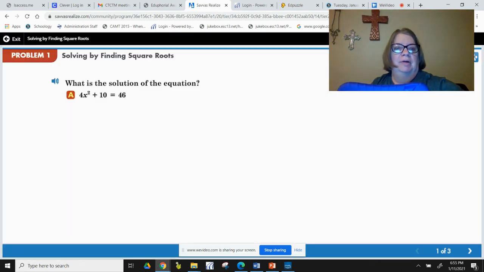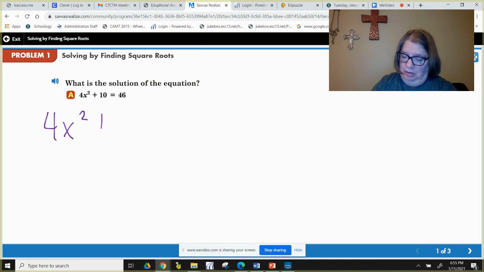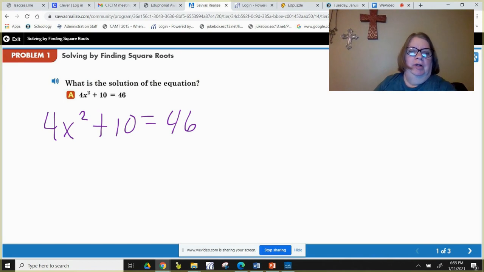This example is solving by finding square roots. It says, what is the solution of the equation? If I'm going to solve this one, I have 4x squared plus 10 equals 46. There's no just x term in there. It's only an x squared. So I can do this by subtracting the 10.